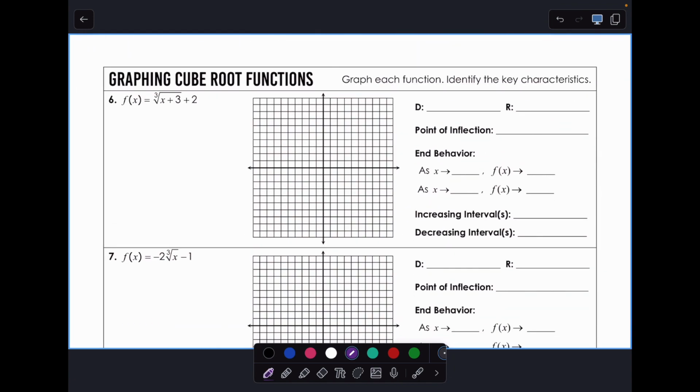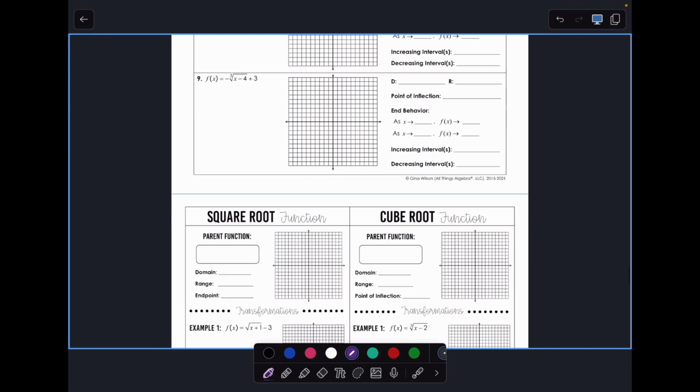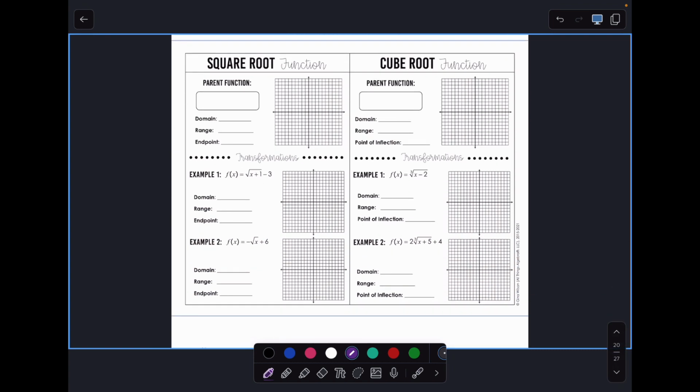Do you guys want to try this, or do you want to just go right into the homework? Let's just go into the homework. This is it. That's your homework. The whole thing. This whole page.